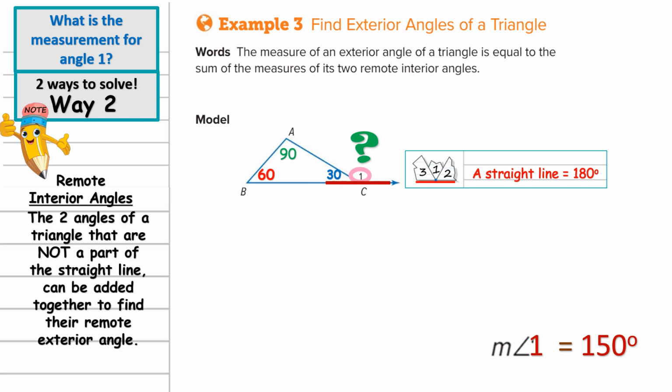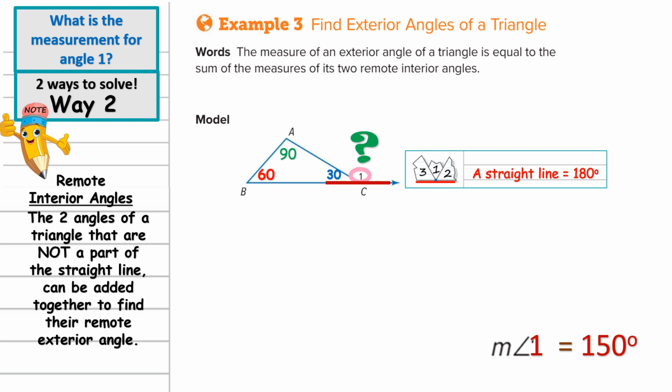So I want to make this note, and we're going to call these the remote interior angles, an RIA. And what I mean by remote is it's not connected to. What I mean by interior angles is that they are the angles inside of a triangle or inside of a shape. The note is that remote interior angles are the two angles of a triangle that are not a part of the straight line.